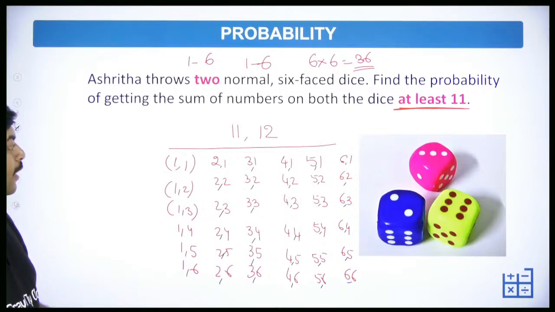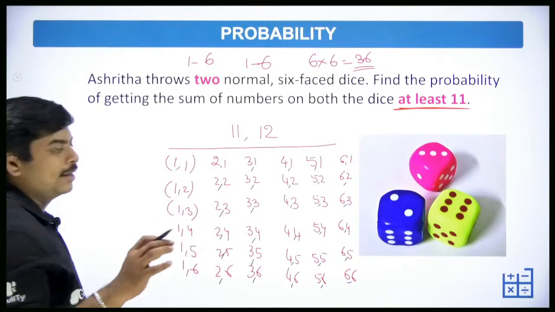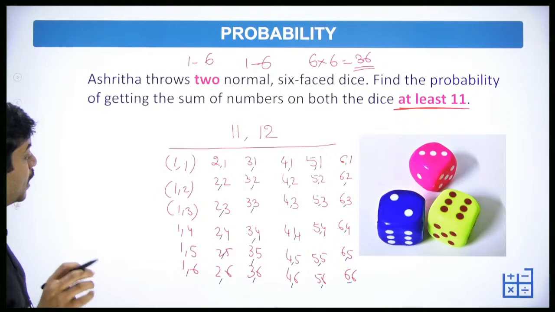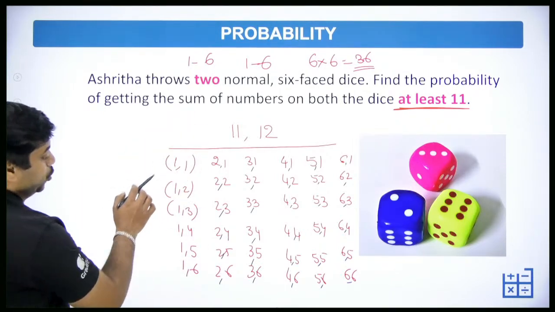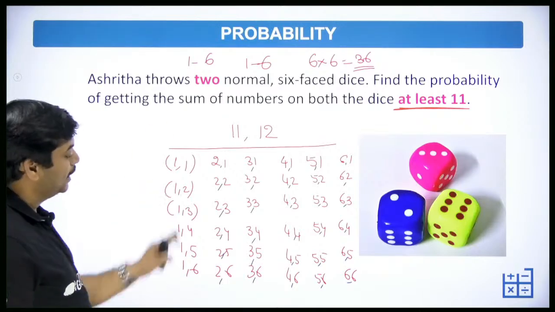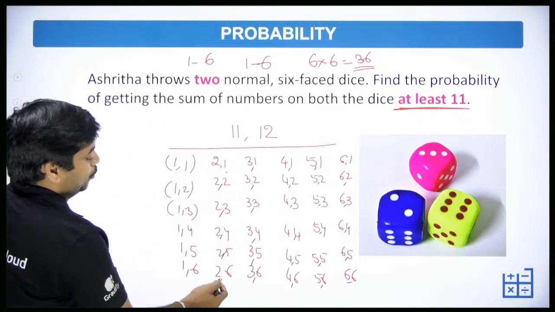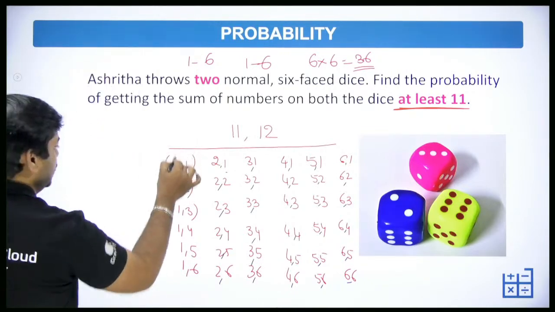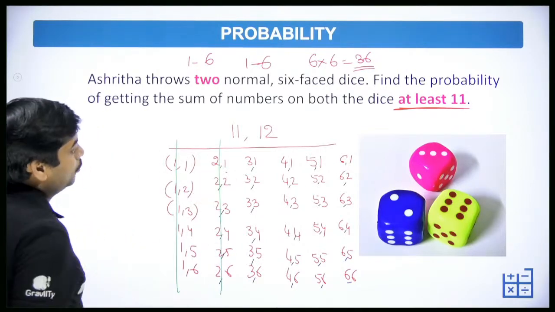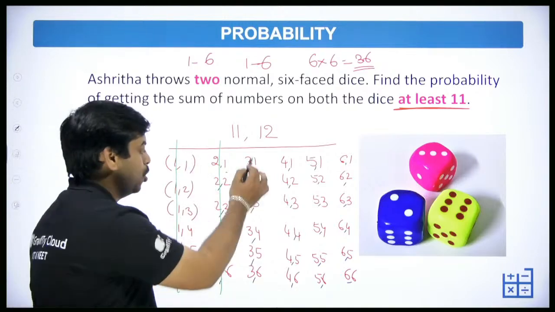Now we should get a sum of at least 11. So carefully observe, I'll try to mark which numbers we have, where the count is 11 or 12. 1 plus 1 is 2, 1 plus 6 is 7, so we don't get anything here. 2 plus 1 is 3, 2 plus 6 is 8, no. Let me cancel those which are not possible. These are not possible, these are not possible. 3, 1 is 4, 3, 6 is 9, no.